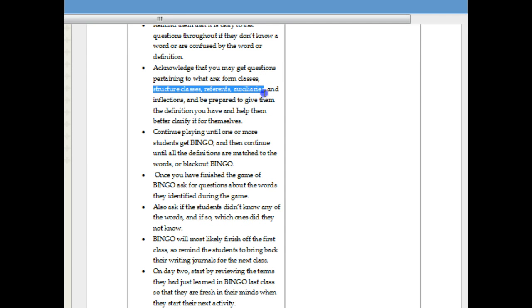I want to know that you know the answers to these, okay? Part of doing this grammar lesson plan is practice and lesson planning. And part of it is my, I don't mean to use test in the negative punitive sense, but sort of my test of you guys. Can you easily and comfortably define for me structure class, form class, referent, auxiliary, inflection?